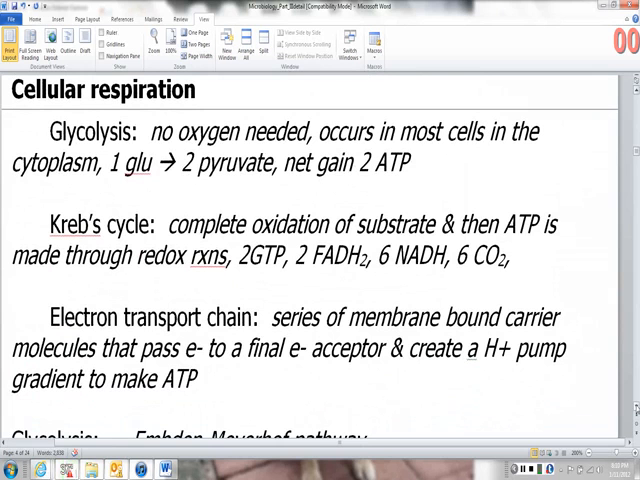Cellular respiration begins with glycolysis. This is an anaerobic process because no oxygen is needed, and it occurs in the cytoplasm of most cells. It begins with 1 glucose and ends up with 2 pyruvates and a net gain of 2 ATP.